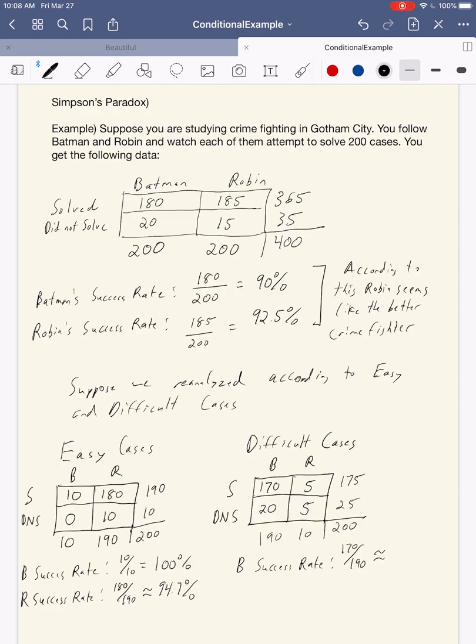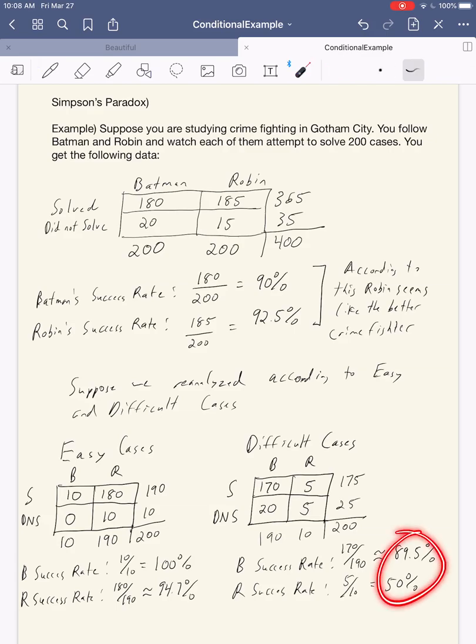And if we do that, 170 divided by 190, looks like we should get 89.5%. And for Robin's success rate, well, he successfully handled 5 out of the 10 that he worked on. So if we do 5 out of 10, we'll see that that is 50%. So notice, of course, both of their success rates are lower when they take on difficult cases, but notice that Batman's success rate is much better than Robin's.